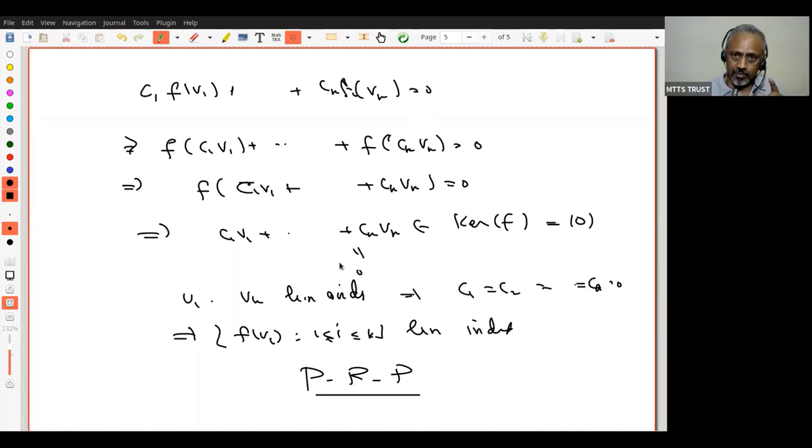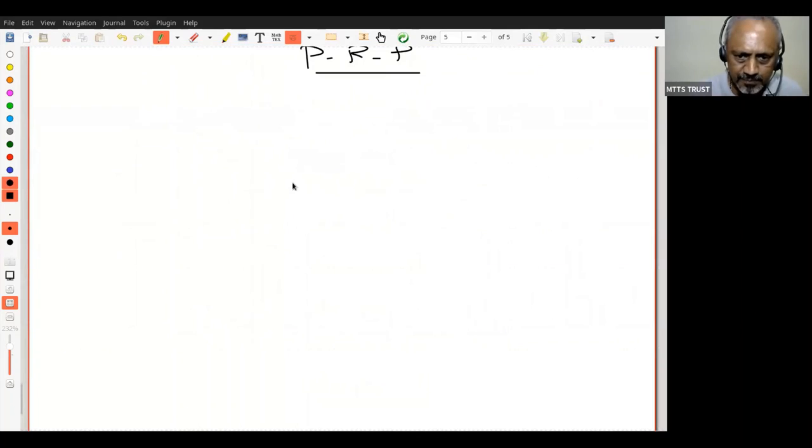But what do I know about v1, v2, vk? They are linearly independent. So what does it say about C1, C2, Ck? They are all 0. See, this is how you should go through the proof. You should not be obsessed with simply writing. You should learn to think this kind of short proofs in your mind.